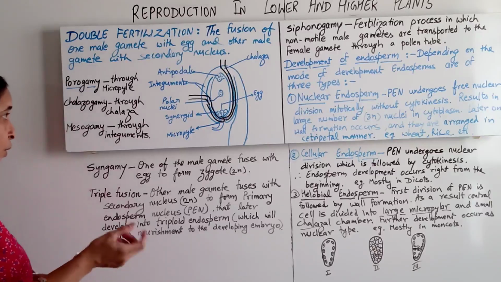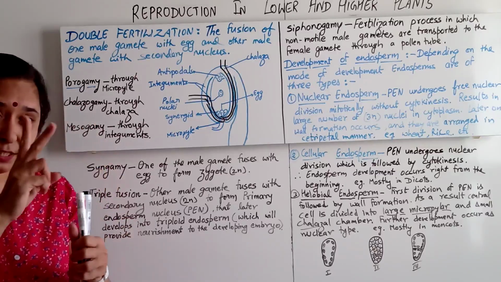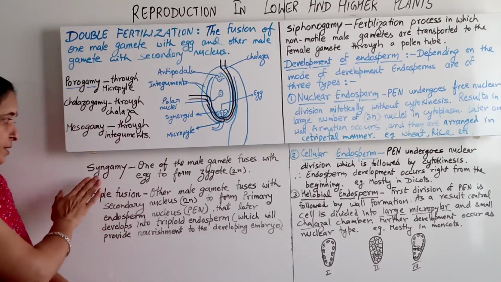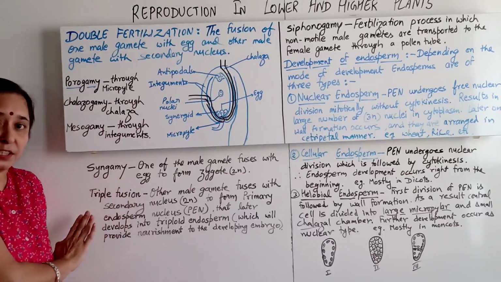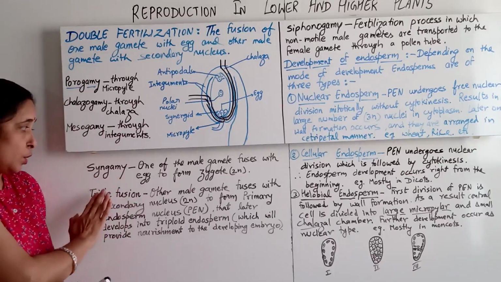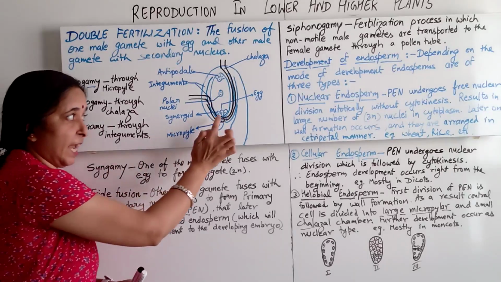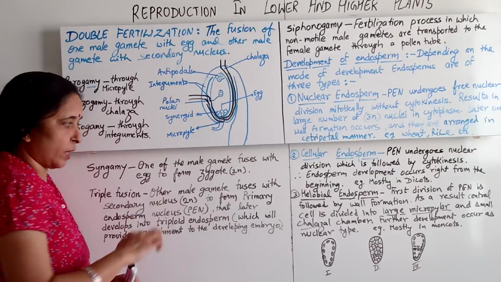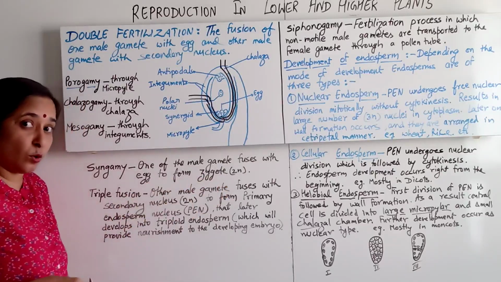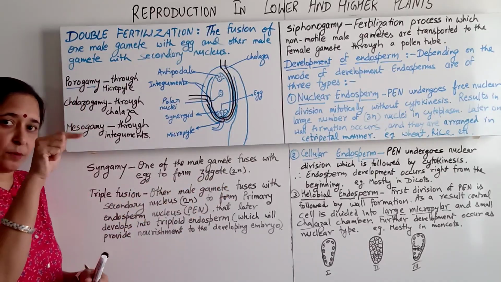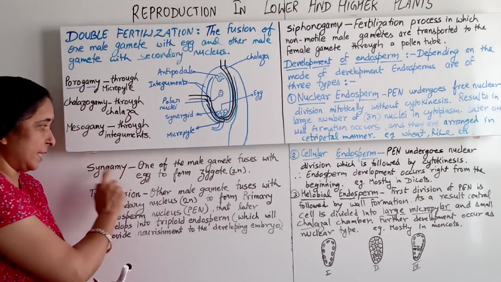Now I said double fertilization, two fusions will take place. Look here: one is syngamy, another one is triple fusion. What is syngamy? When one male gamete fuses with the egg, this one, to form the zygote, and the zygote will be diploid, that is called syngamy.